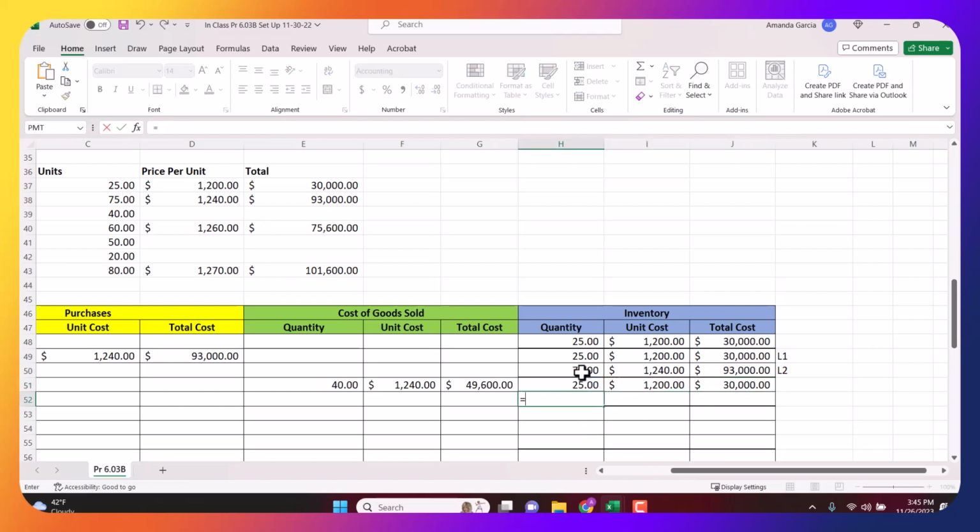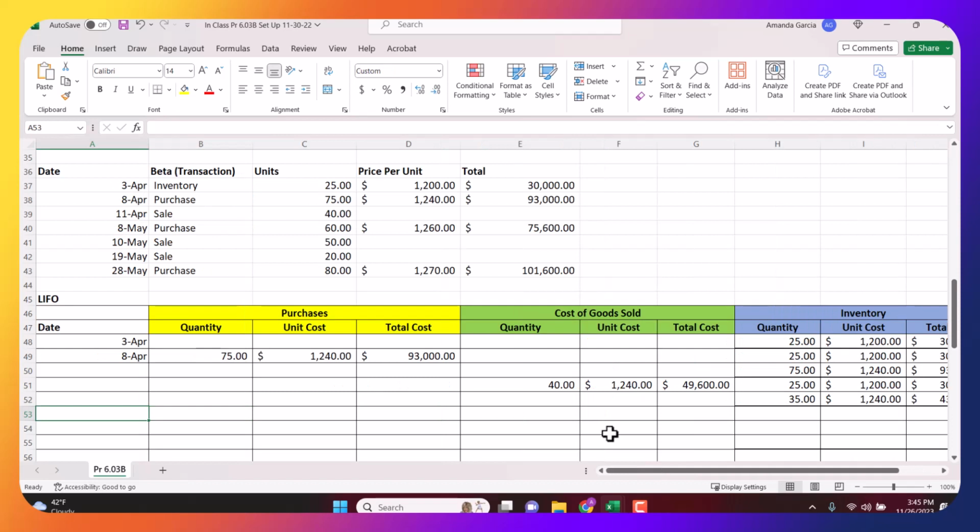How much do we have in layer 2? Well, 75 minus the 40, so we only have 35 units left in L2 because we're selling last in, first out. How much is that? 35 units times 1,240. So this is L1, L2. So we have 55 units at 2 different prices currently in inventory.